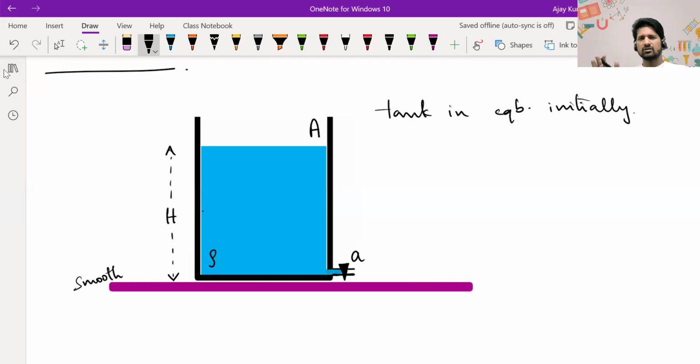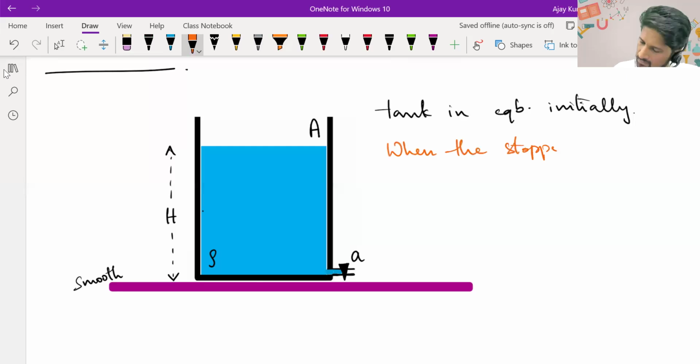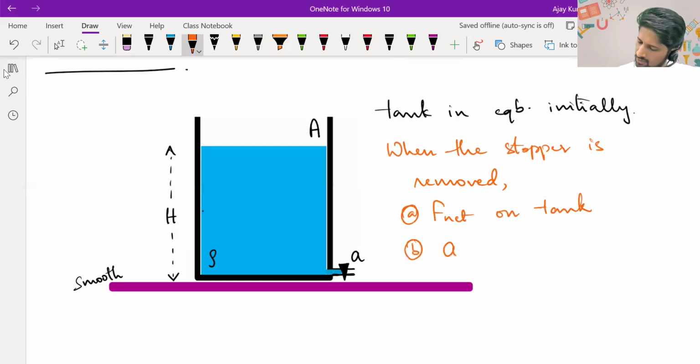Okay. Let us ignore the mass of the body of the tank. Let's say the water mass is quite large compared to the tank's mass. So the overall mass of tank plus water is almost equal to the mass of water itself. Let us consider that condition. So the tank is initially in equilibrium. I want you to find out, when the stopper is removed, first, write an expression. You can derive the expression for acceleration of the tank.